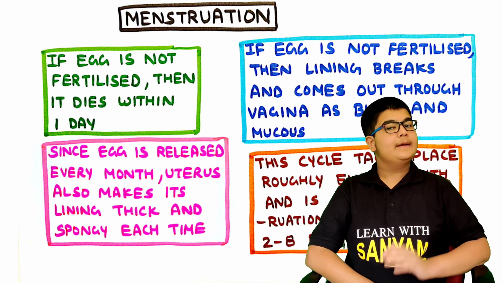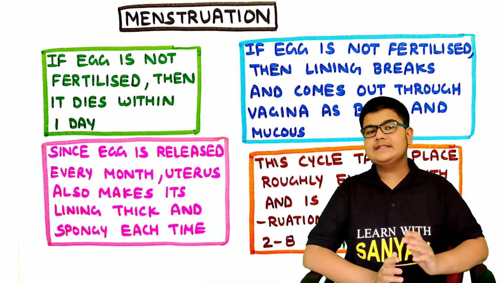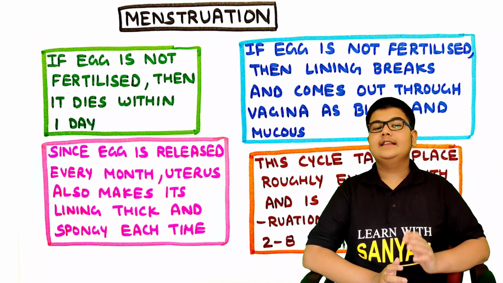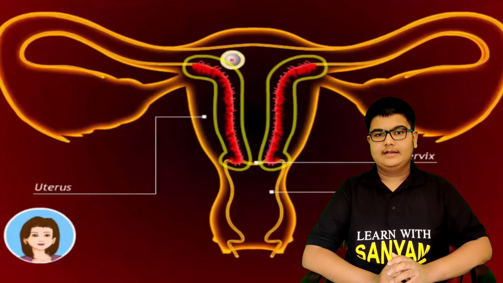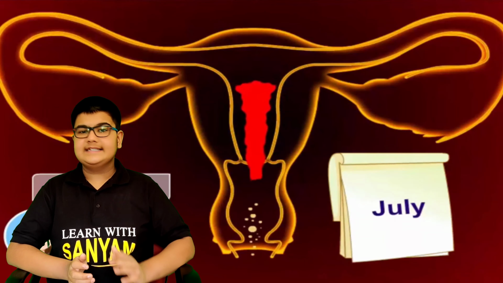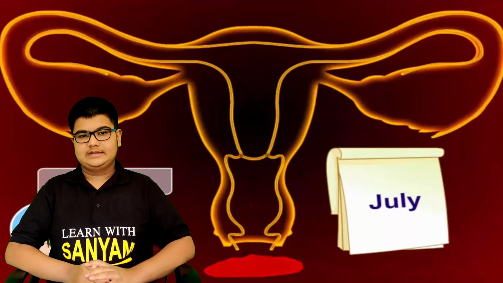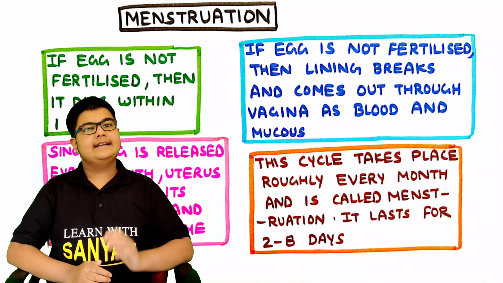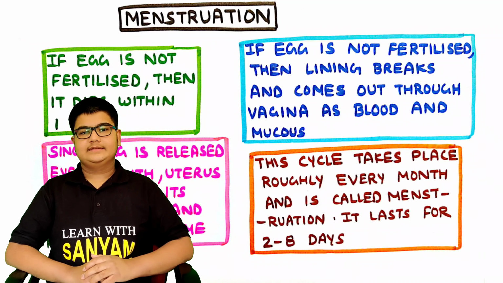Now let's study about menstruation. If the egg is not fertilized, then it dies within 1 day. Since an egg is released every month, the uterus also makes its lining thick and spongy every month. But if the egg is not fertilized, then there is no use for this lining. Hence, the lining breaks and comes out through the vagina as blood and mucus. This cycle takes place roughly every month and is called menstruation. It lasts for 2 to 8 days.